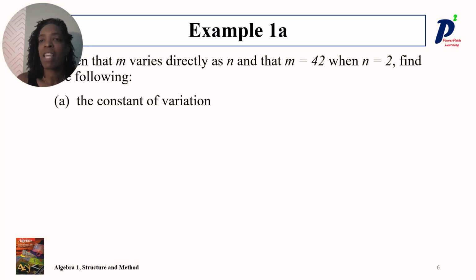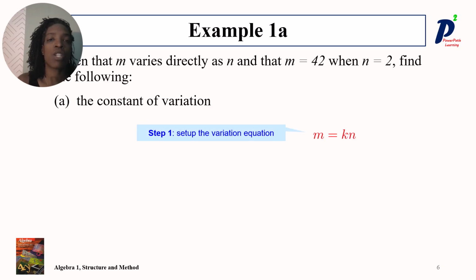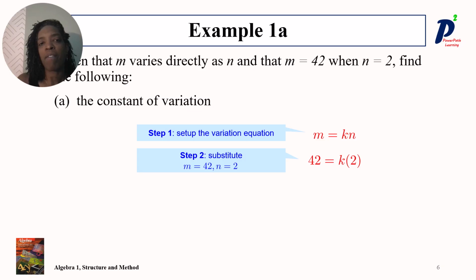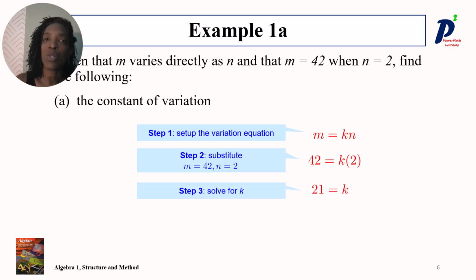Example 1a. Given that m varies directly as n and m equals 42 when n equals 2, we need to find a, the constant of variation. Our first step is to set up the variation equation. So m varies directly as n, m equals some constant times n. Next, I'm going to substitute my values. M is equal to 42 and n is equal to 2. Then I'm going to solve for k, so I get k is 21.